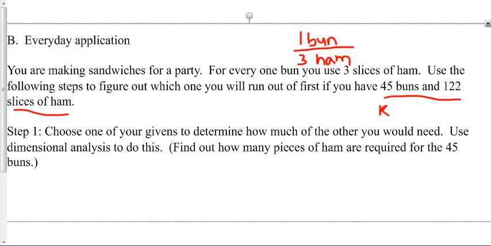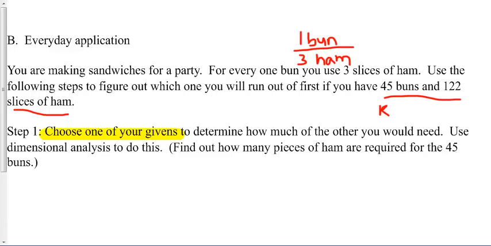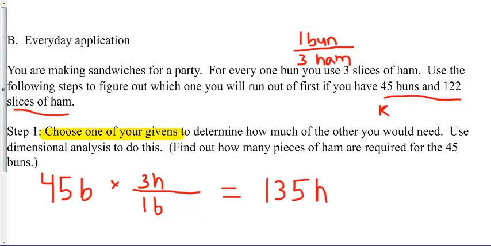And I've got a couple of notes here, 45 buns and 122 slices of ham. Okay, so I said I'm going to choose to start with buns, so 45 buns. Is my conversion factor like it needs to be? You should have recognized buns needs to go on the bottom. So I'm actually going to put 3 ham on top, 1 bun on the bottom. Since the 3 is on top, I will multiply by the 3 to get 135 pieces of ham. So what that means is if I indeed have 45 buns, it would take 135 pieces of ham to make the sandwiches like I decided I was going to, 3 slices per bun.